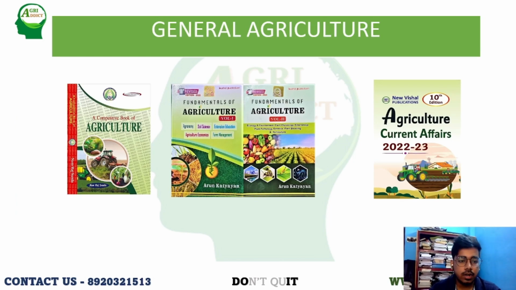Then coming to the general agriculture part, I follow the Nimraj Sunda book and the 2 volumes of the Arun Katyayan book. This is pretty much sufficient for ICAR JRF purposes. For current affairs, I follow the Agriculture Current Affairs book 2022 and 2023. It is an old version. You should purchase the newer version every year. You can also join any Telegram or WhatsApp group for current affairs, because current affairs are very important, and day by day questions are asked from them. 2 or 3 questions were asked from current affairs this year also, so you need a pretty good grip on the current affairs segment.